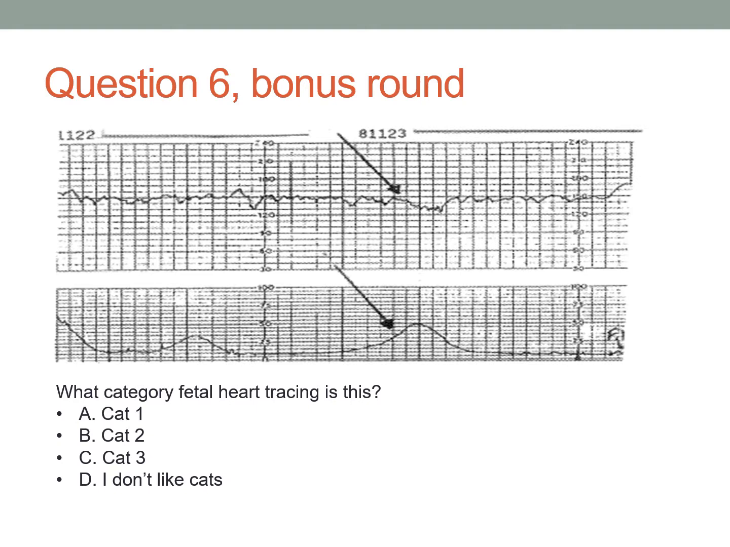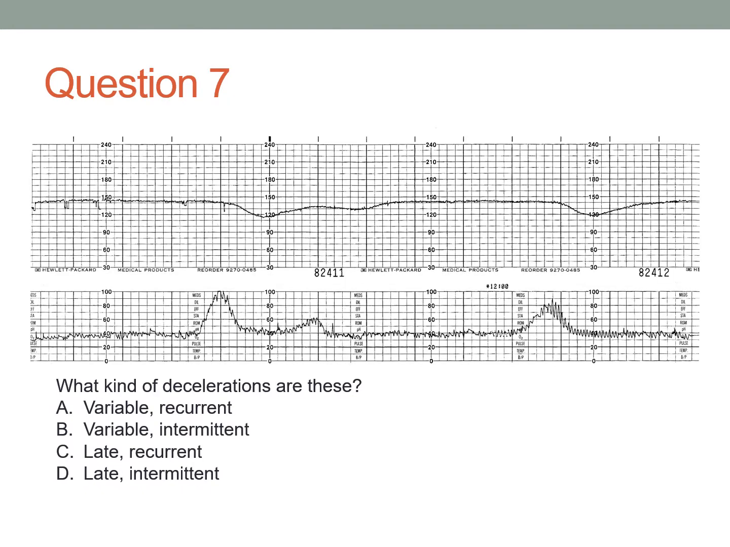All right, here you're going to have a category 1 tracing. You've got moderate variability. And remember, you are allowed to have early decels in a category 1 tracing. You can't have variables or lates, but if you have moderate variability, no variables, no lates, a normal baseline rate, you've got a category 1 tracing, and early decels are allowed. They are not a sign of fetal distress. They are a response to head compression. Question 7, what kind of decels are these?